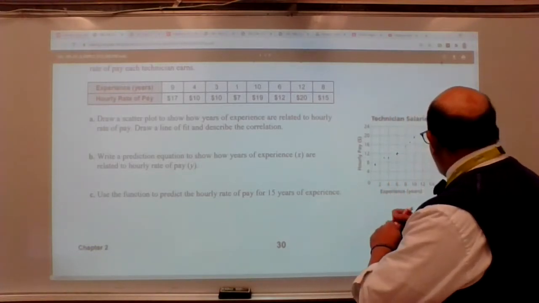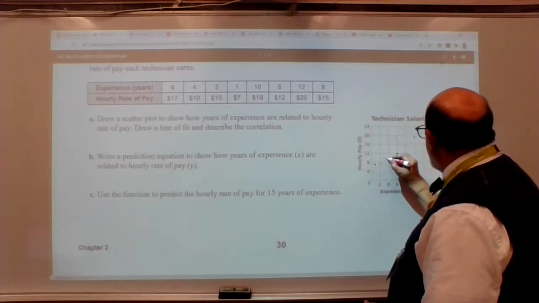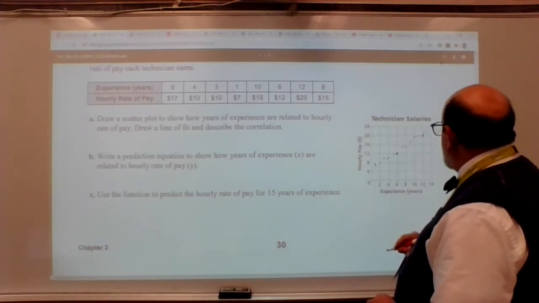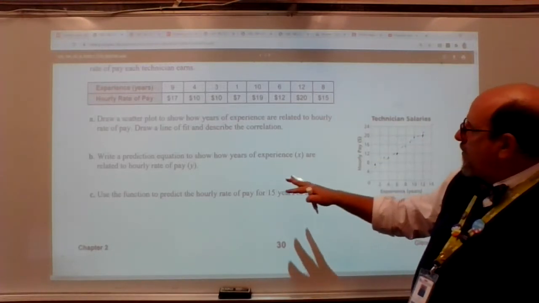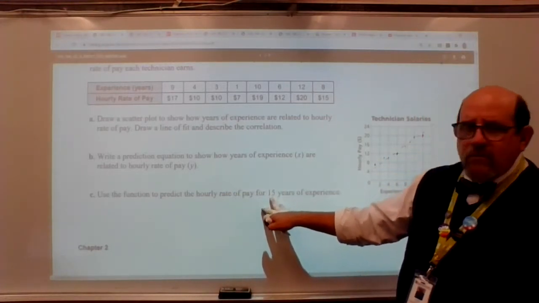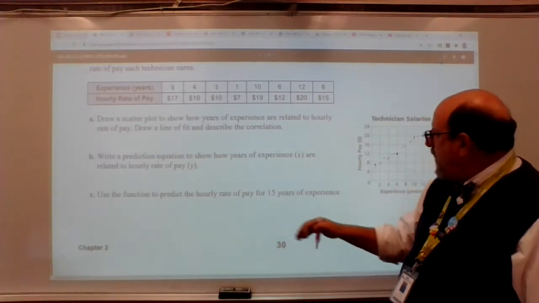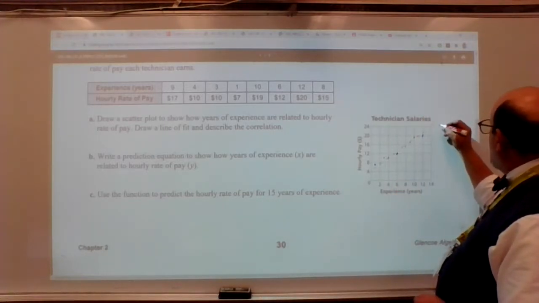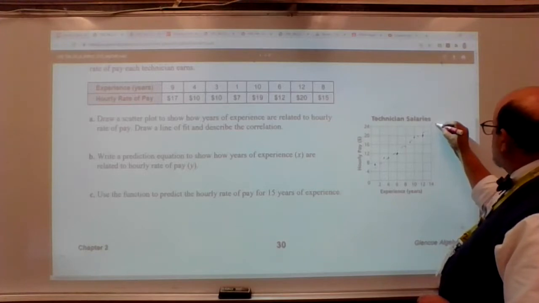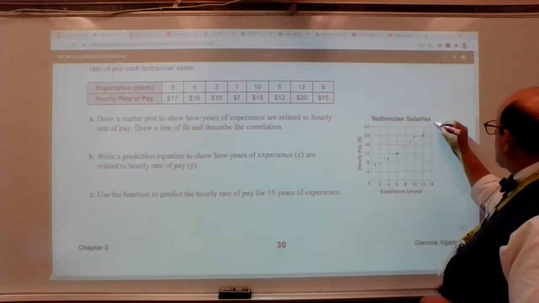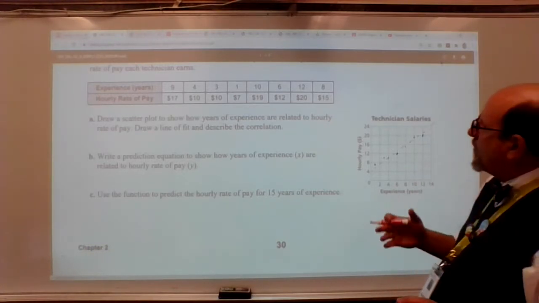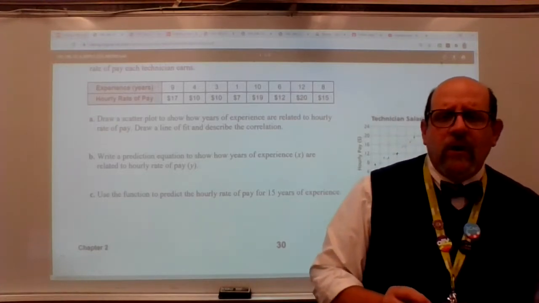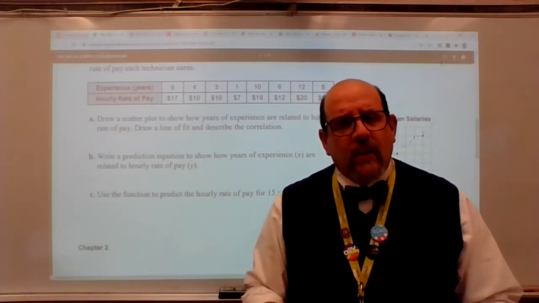This would basically be our line of best fit. So if we look at this line of best fit and they want to know how much somebody's going to be paid for 15 years of experience, I could follow up this line, and 15 years is right about here, about there on the line. So we'd say they'd be making $25, $26 an hour if we use that line of best fit.